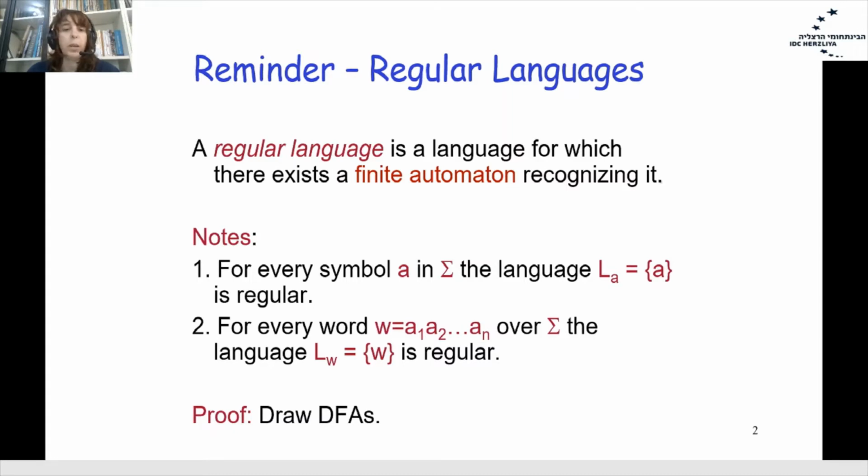For example, for every symbol A in sigma, the language L_A that is only one letter A is a regular language. We will show it later. For every word W that is built from A1, A2 till An over sigma, the language L_W equals {W} is a regular language. The second example we will do later during the practice exercises.